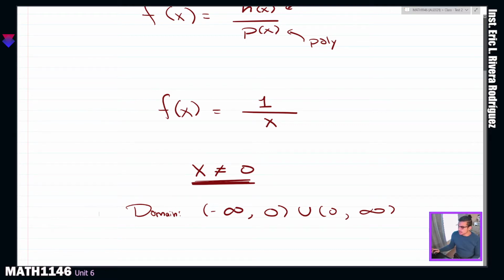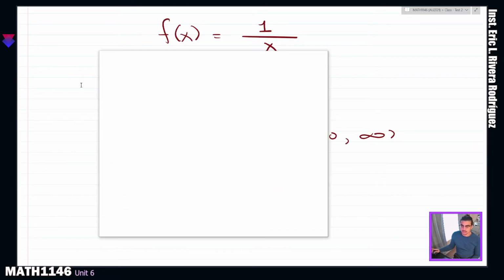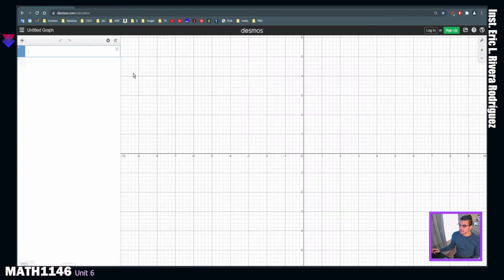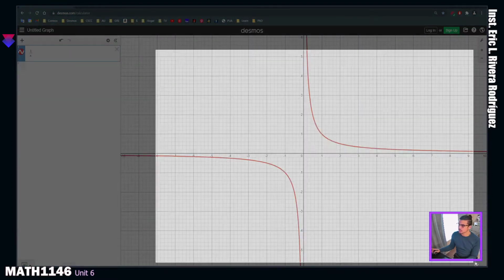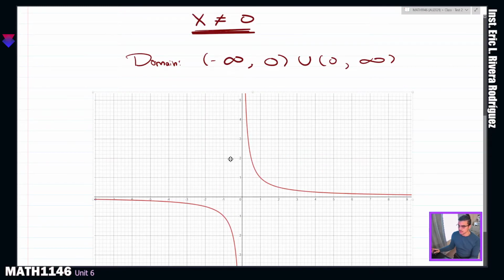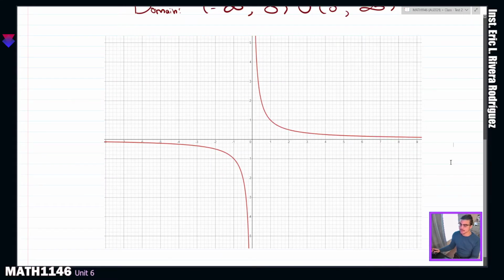From this, we go to this one, just a moment. Let me take the graph. Okay, so here is the graph of the parent function 1 over x.